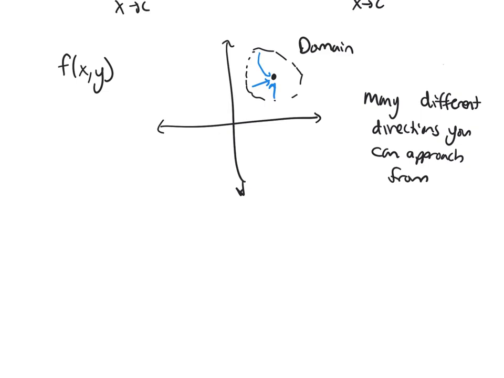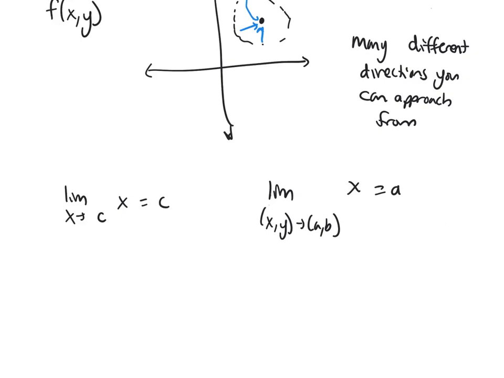So previously, if you take the limit as x goes to c of x, it's c. You have the same thing here. The limit as x goes to c, or sorry, we're two variables now. So the limit as xy approaches ab of x would also be a. And the same thing for y. The limit as xy approaches ab of y would be b.